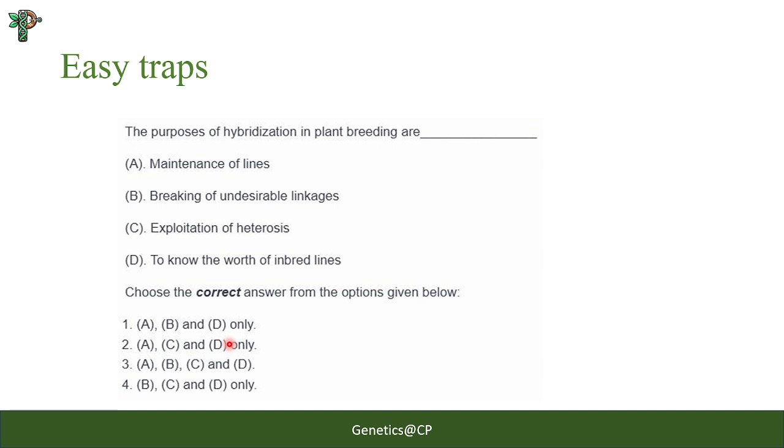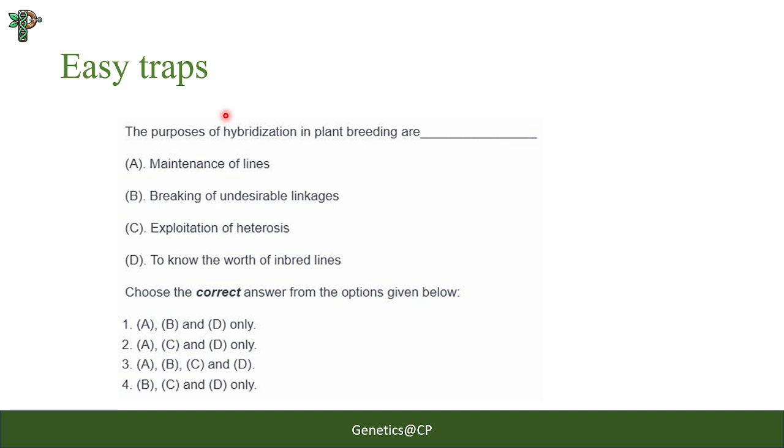Then there are some easy trap questions. Some questions look very easy, but are actually a trap. For example, you see the purpose of hybridization in plant breeding. Generally, we can easily guess these options, but we generally miss maintenance of lines. Why is hybridization needed for maintaining the line? Generally, we eliminate this option and keep BCD as the right answer. There will be an option BCD, but it is wrong.